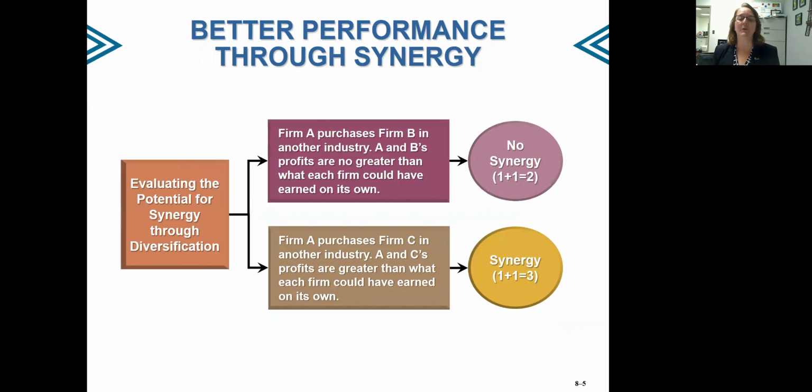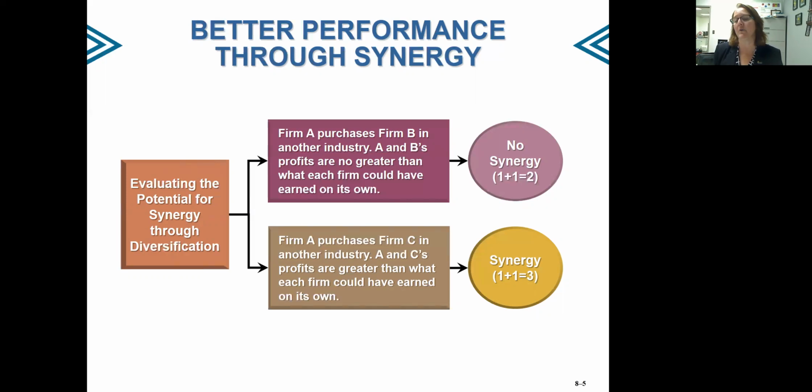So first of all, we need to evaluate the potential for synergy between what we already do and this new product, new service, new industry, whatever you're entering in. So 2 examples. Firm A purchases Firm B in another industry. A and B's profits are no greater than what each firm could have earned on its own. So if 1 + 1 = 2, then it makes no difference whether they're 2 companies or 1 company. So there is no synergy.